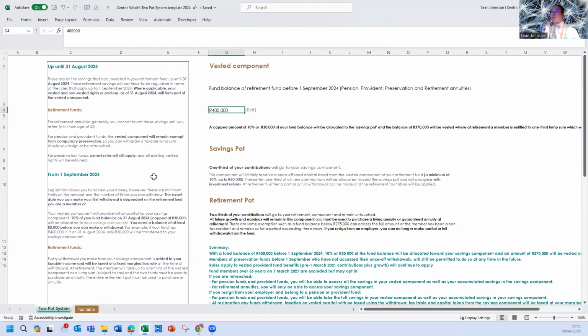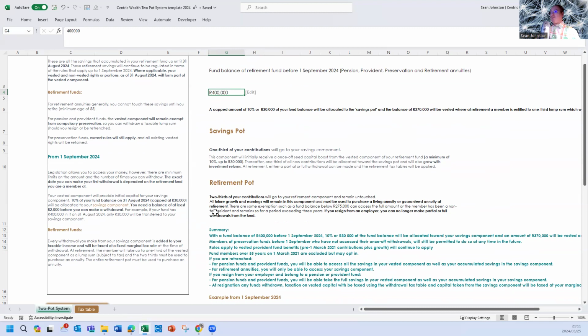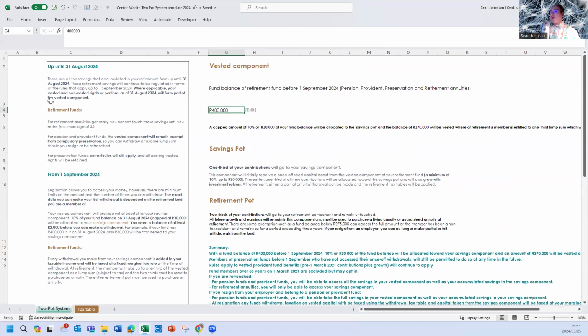Why? Because all interest and capital gains in your retirement funds are tax exempt. You don't pay tax on that. If you withdraw from a fund here, you are taxed at your withdrawal tax table. When you retire from a fund, you're taxed using the retirement tax table on here and on here, for the amount here and 1/3 here.